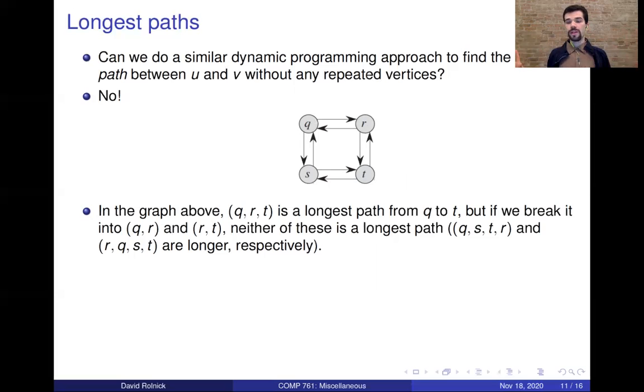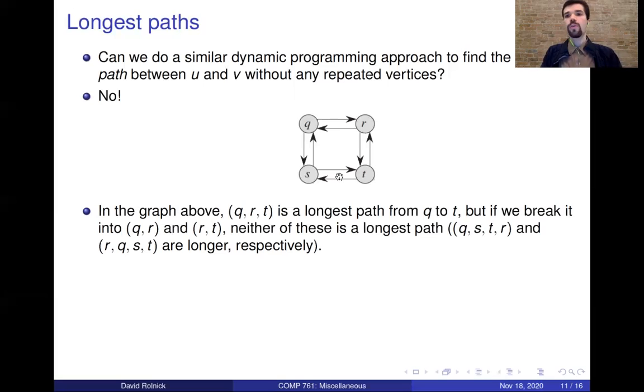The critical point here is that dynamic programming only works if you can break something into smaller problems, where the solution to the big problem is built off of solutions to small problems. In the case of shortest path, a big shortest path is made up of two smaller shortest paths. In the case of longest path, a longest path is not necessarily made up of two longest paths.